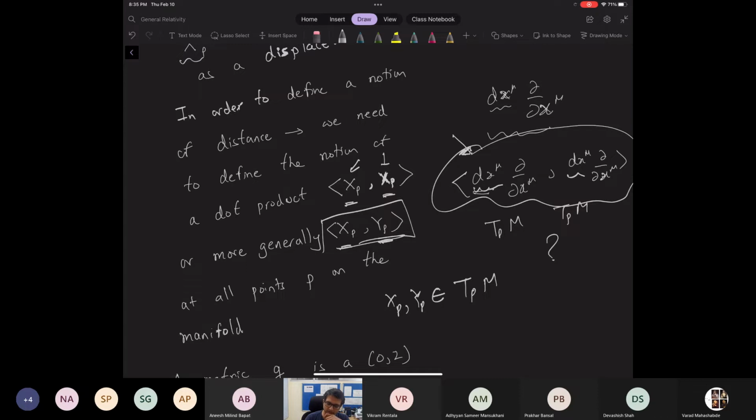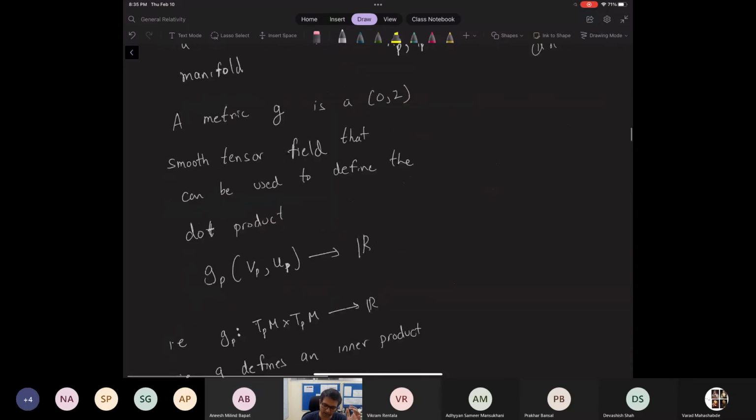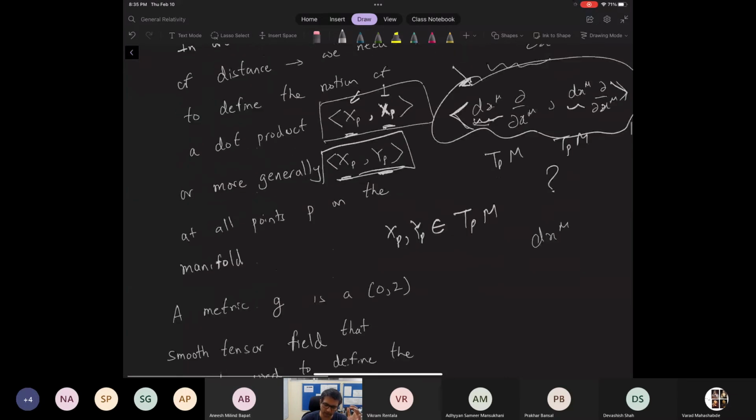If I could define this inner product, I could think about the distance associated with that displacement. Associated with the change of coordinates being dx mu, what is the distance that I've covered? That notion of distance, or this inner product, is what we need to define, and we'll define it next time.